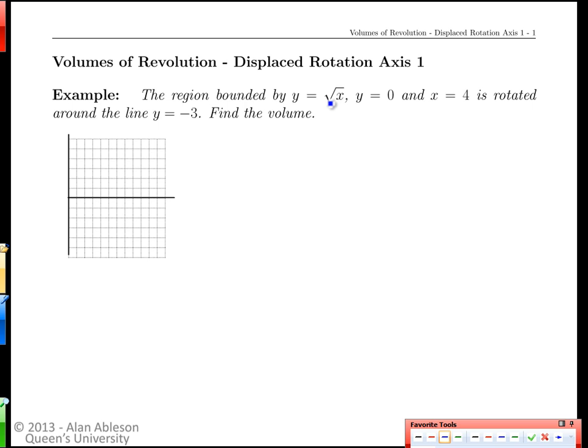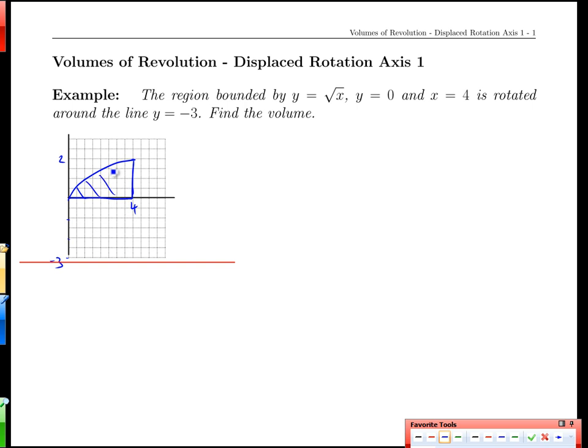So if we rotate around, let's find the region first: y equals root x, and 2, 3, 4, there we are. Y equals root x, y equals 0, this axis, x equals 4 here, and we know that goes up to 2. We're going to rotate this time about the line y equals negative 3. So you've got to be careful here. This is the line y equals negative 3, and that is going to become our axis now.